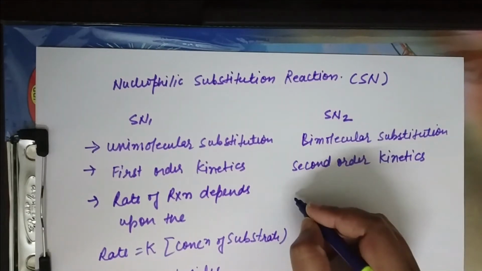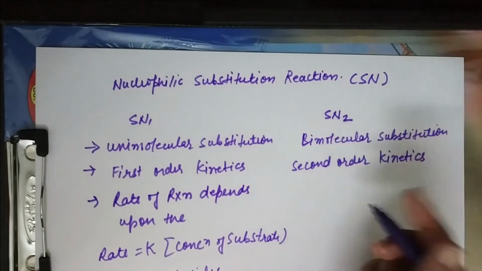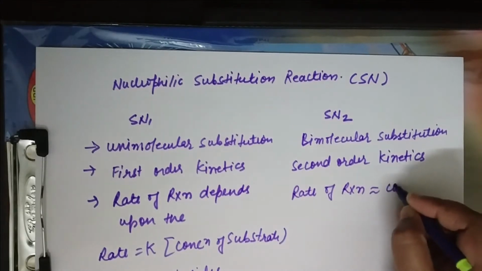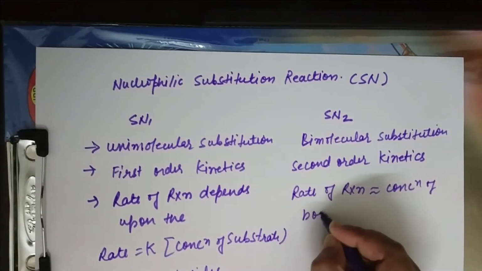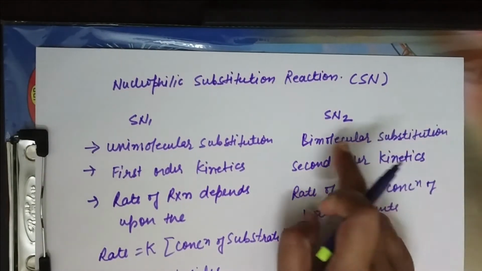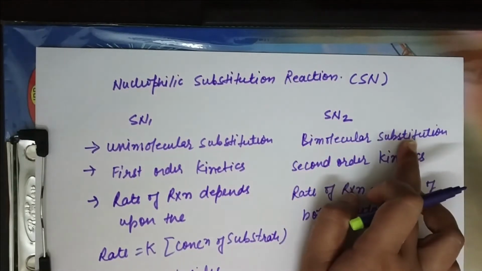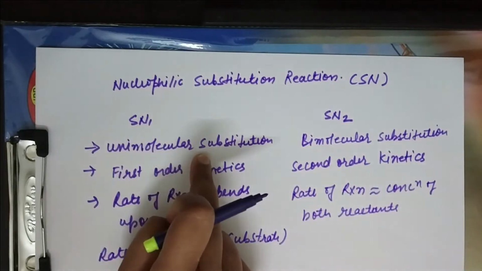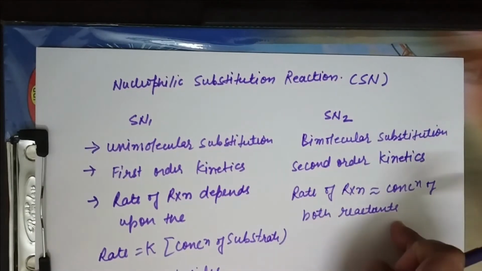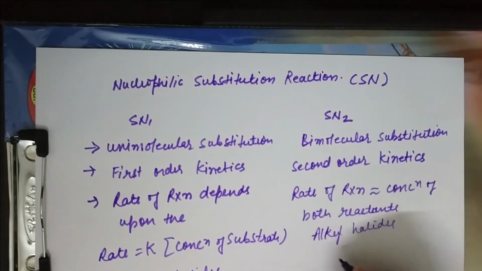In SN2, the rate of reaction depends on the concentration of both reactants. That is why it is a bimolecular substitution reaction. Bimolecular means two molecules. So SN2 is a bimolecular substitution reaction, and SN1 is a unimolecular substitution reaction. Here the rate of reaction depends on the concentration of both reactants, and both the reactants are the alkyl halide and the nucleophile.